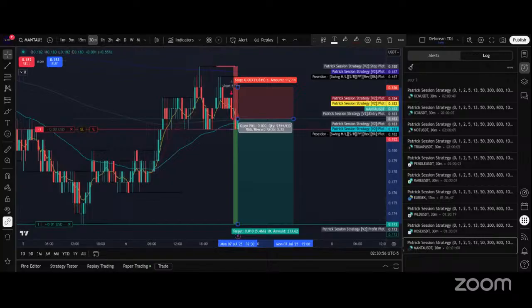Here you go. Manta, M-A-N-T-A, USDT, 30-minute confirmation, market execution sell. Entry price is 0.183. Stop loss is 0.186 for 3 pips. Take profit is 0.173 for 10 pips with a risk to reward ratio of 3.33.